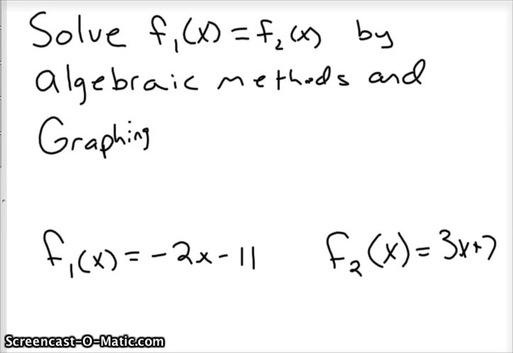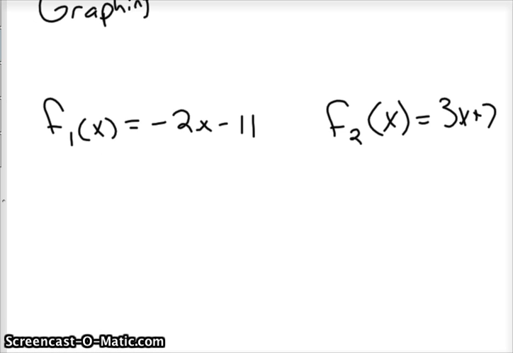All right, so to solve f1 of x equals f2 of x by algebraic methods and graphing. So maybe you have these instructions. You have two functions and you want to know where they're the same. Algebraically, this is very easy. You set them equal to each other. So negative 2x minus 11 is the same as 3x plus 7. We want to know where they're going to meet, basically.